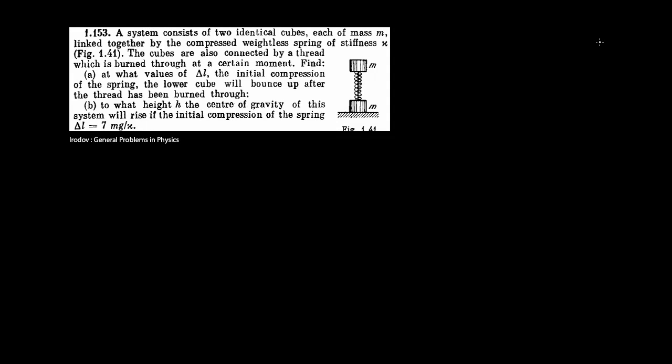A system consists of two identical cubes, each of mass m, linked together by the compressed weightless spring of stiffness x. The figure is given. The cubes are also connected by a thread which is burned through at a certain moment. Find at what values of delta L, which is the initial compression of the spring, the lower cube will bounce up after the thread has been burned through.